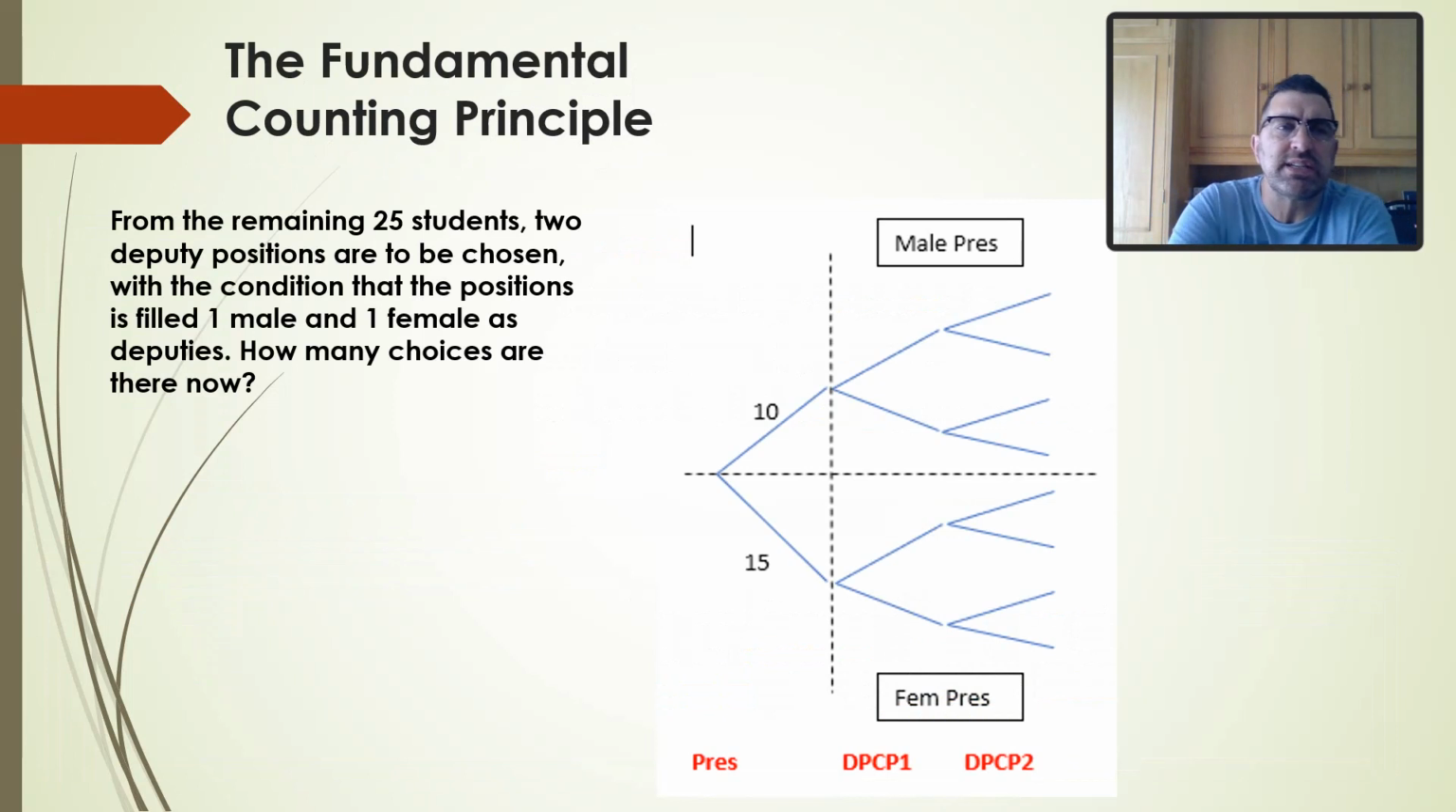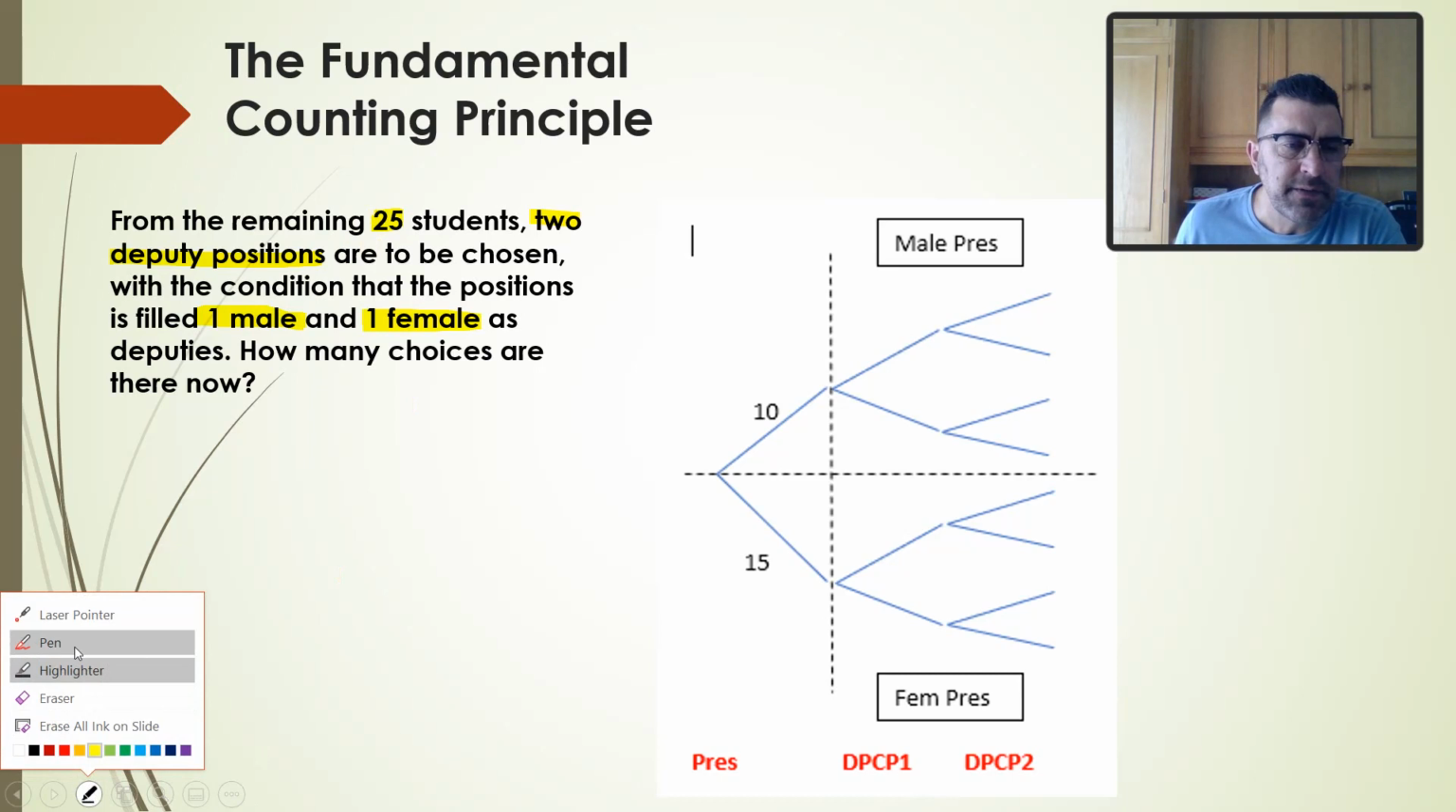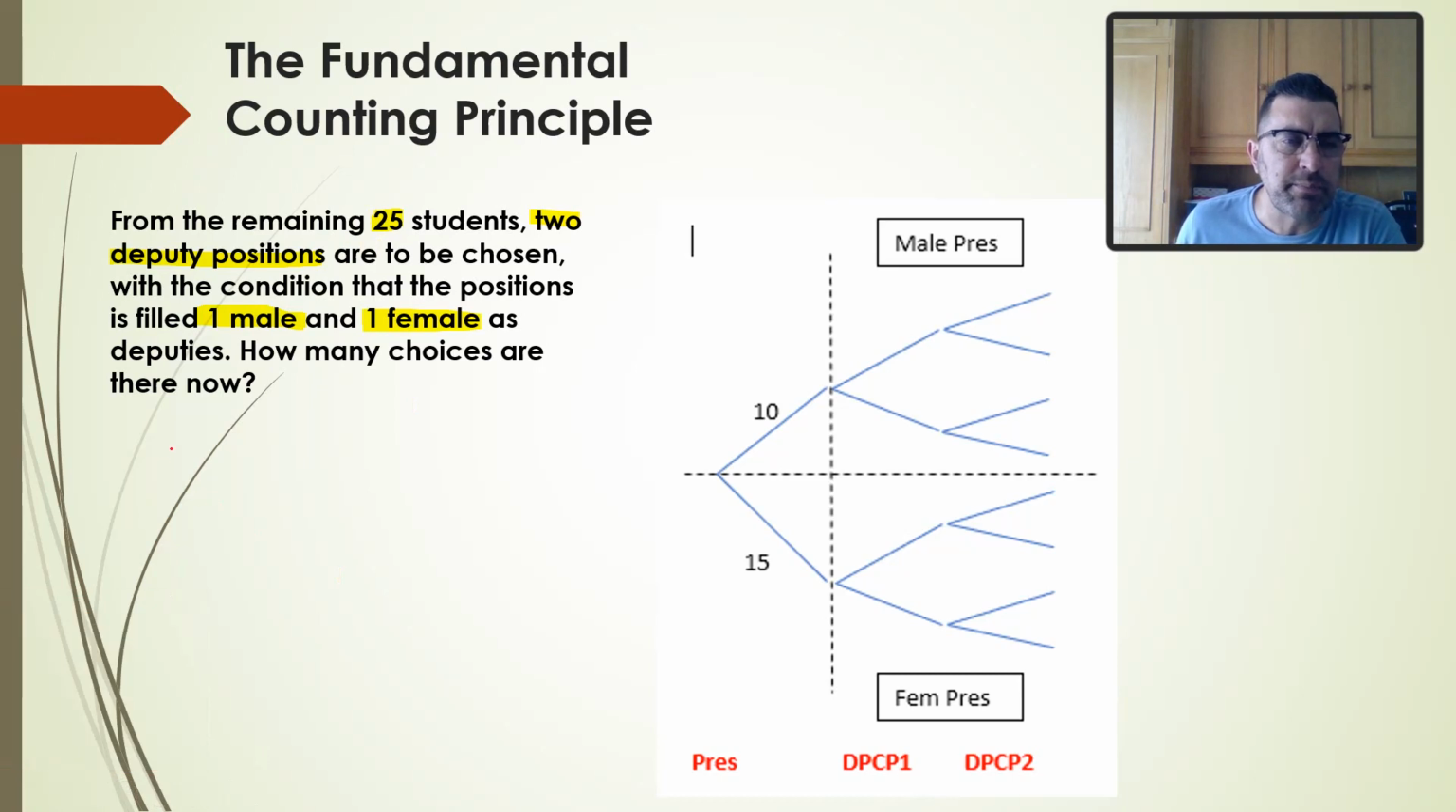We've got a question that says from 25 students, you have to choose a leader first of all for the SRC. Okay? And then after that you choose 2 deputy positions, 2 of them, with a condition that one be filled with a male and one with a female. So you have to choose out of a pool of 25 for president of the SRC. Okay, so in total, let me grab the pen. There's a choice of 25 people.